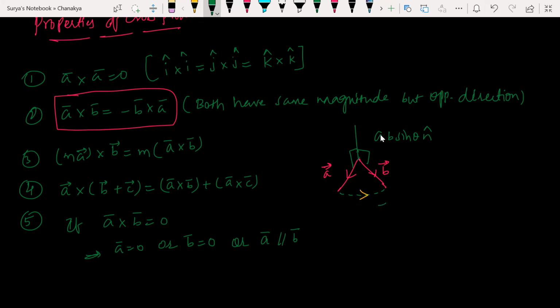If B is moving towards A, what happens? Look at this. If B is moving towards A, what happens? So this is what happens when B is moved towards A.